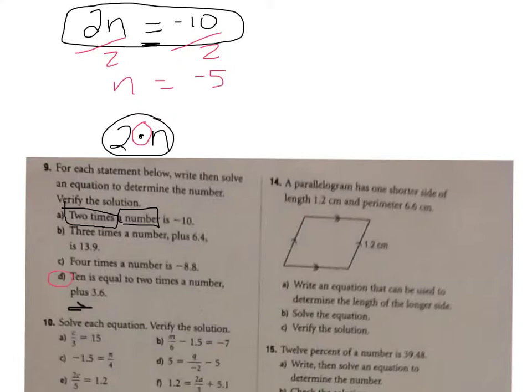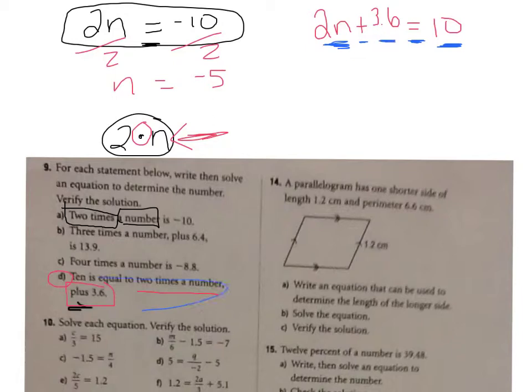Let's try D. 10 is equal to 2 times a number, 2 times the number, just like we did here, plus 3.6. So 10 is equal to 2 times the number plus 3.6. We're just taking the language and we're converting it into symbols.